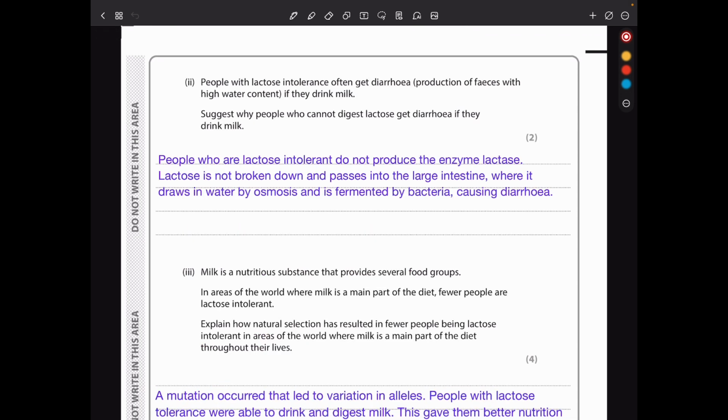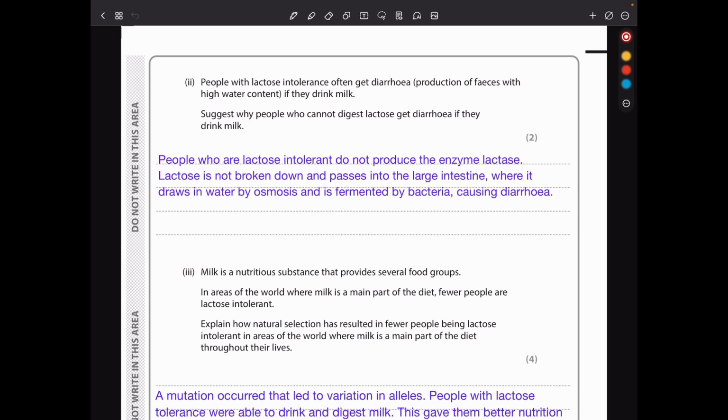Then next, people with lactose intolerance often get diarrhea, which is a production of feces with high water content, if they drink milk. Suggest why people who cannot digest lactose get diarrhea if they drink milk. This could be because the lactose is not digested, and so it's not absorbed, so it ends up in the colon or the large intestine, where there is a higher concentration, and so it draws water from the surrounding tissue, creating high volumes of water or high water content within the feces.